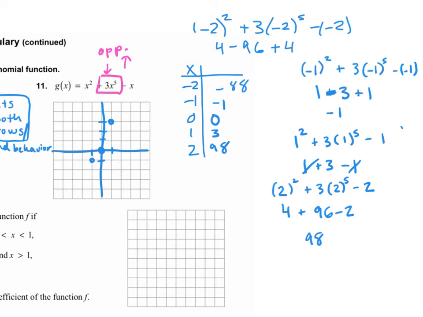So we just connect our dots with a smooth arrow. The left one goes down, the right one goes up. So our graph looks like that. So important things here that you have this end behavior, so these arrows, and then your points.